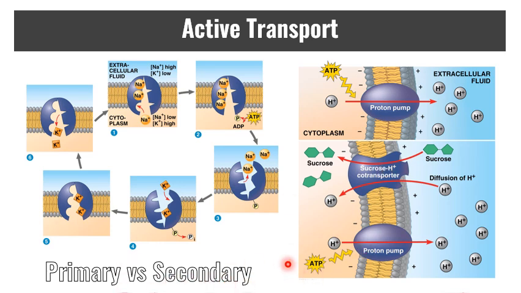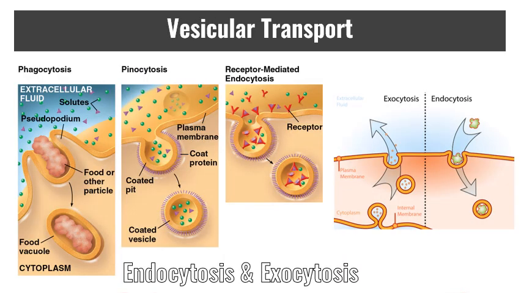So if you're using ATP directly, primary. If you're using electrochemical gradient, secondary. But active transport uses energy and flows against the concentration gradient. If I'm trying to transport large material, large components, food, lots of things, or really specific things, we're going to use vesicles for that. If the vesicle is going to grab things on the outside and move it in, we call that endocytosis. If the vesicle is going to fuse and then have things release, that is exocytosis.